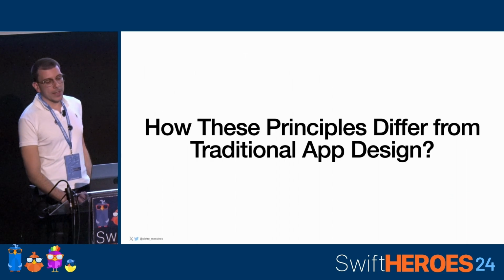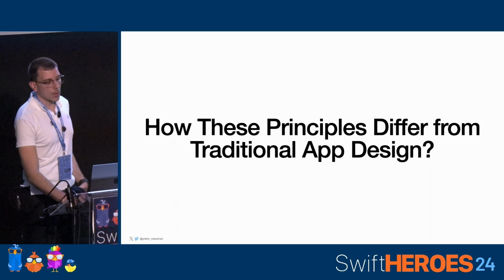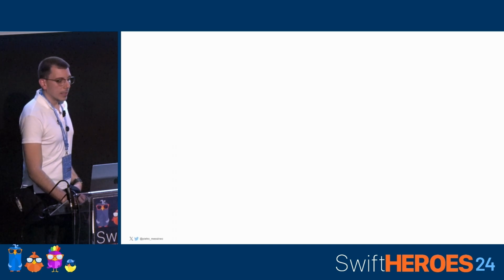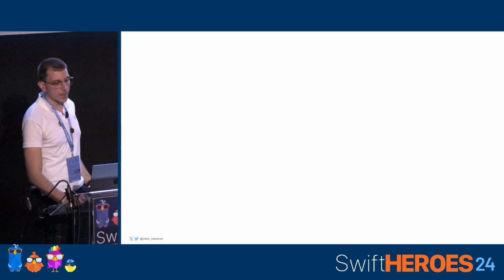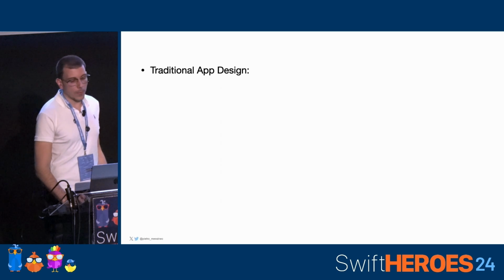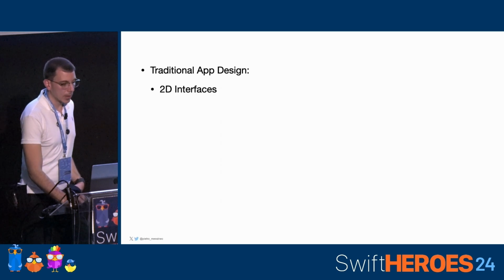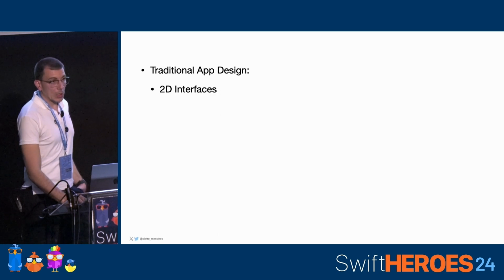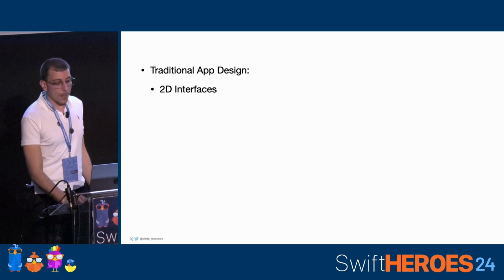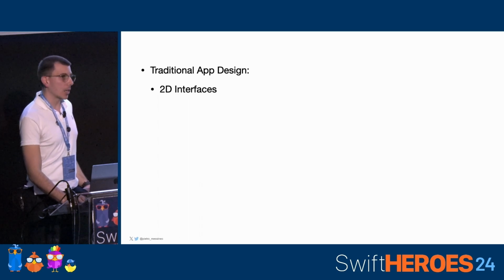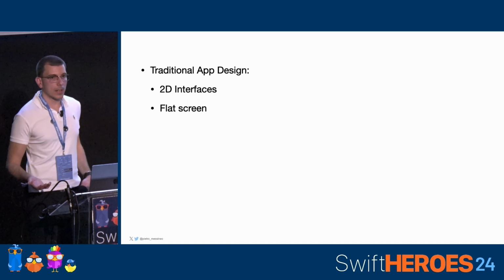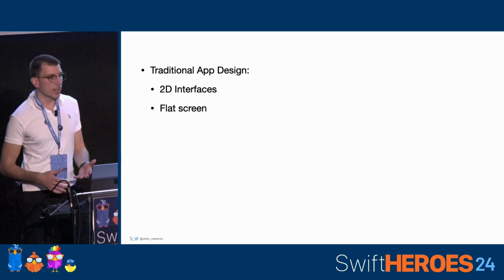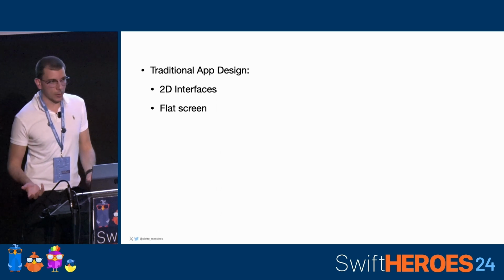So how do these principles differ from traditional app designs? We are going to see now how a traditional app looks against the new vision, the new spatial designs. Traditional app designs often focus on two-dimensional interfaces, and we are talking about layout, color, typography, and of course, the user interaction within a flat screen. Because till today, users are basically interacting with a physical device that you can actually touch.